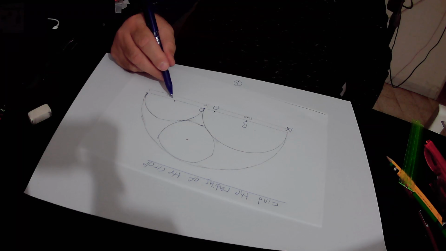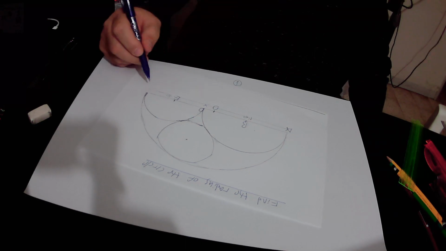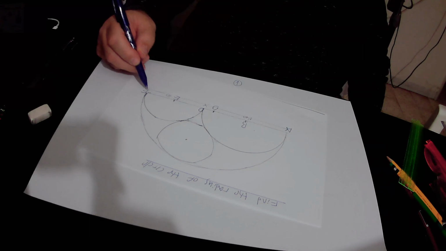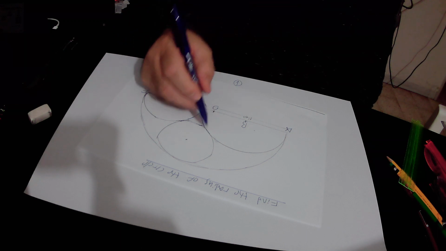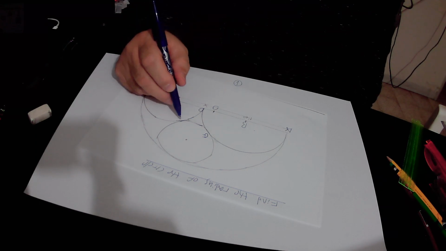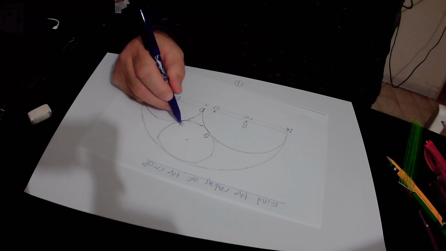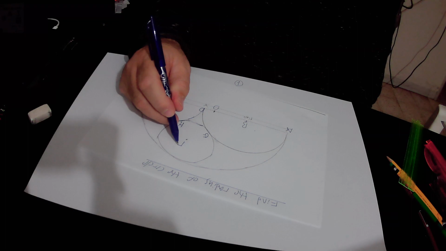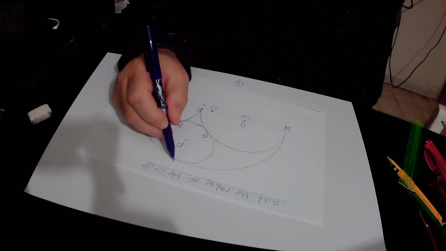The center of the smallest semicircle will be defined as E. The touching point between the smallest semicircle and the biggest semicircle will be defined as F. The touching point between this semicircle and this circle will be defined as G. The touching point between this semicircle and this circle will be defined as H. The center of this circle will be defined as F, and the touching point between this circle and the biggest semicircle will be defined as I.